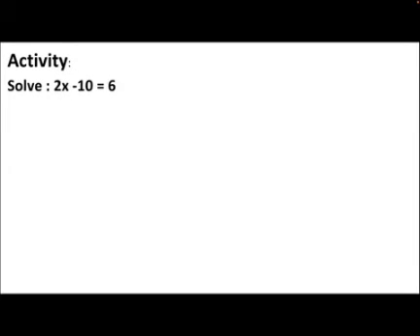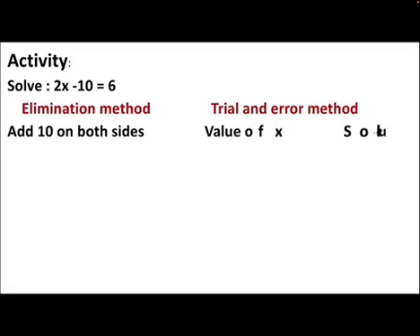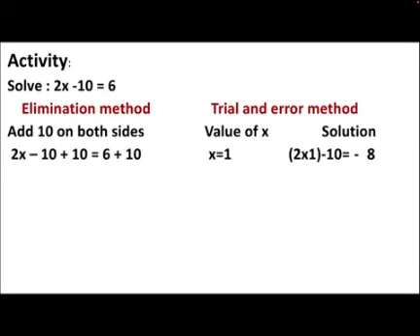Activity. Now solve 2x minus 10 equals 6, by elimination method and trial and error method, and see the difference between the two. Add 10 on both sides. In this method, just now I told you, eliminate 10. To eliminate this minus 10, I have to add 10 on both sides. Here, you have to keep supplying values for x so that you will get the solution. Please see the solution.